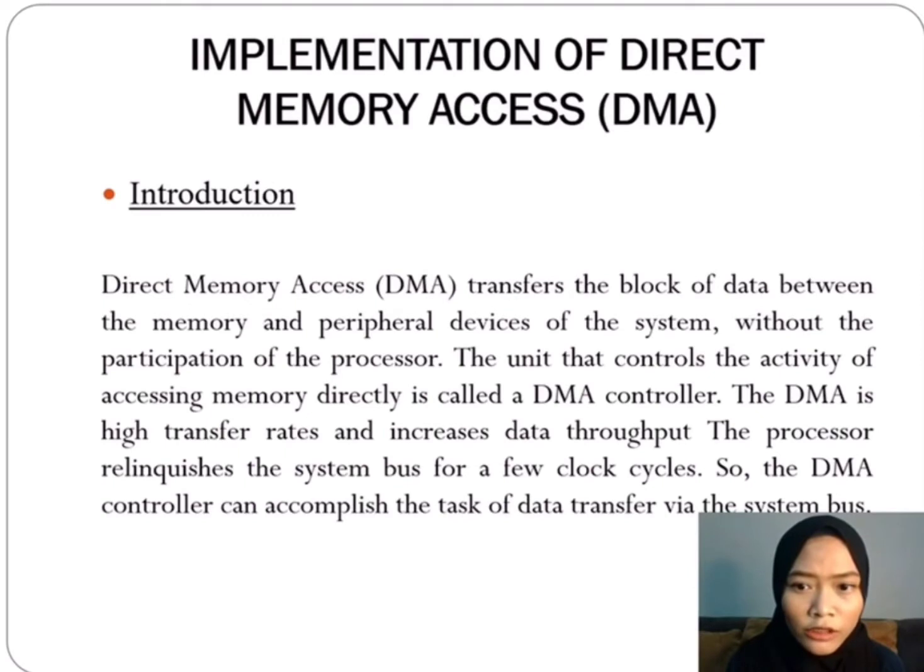The unit that controls the activity of accessing memory directly is called the DMA controller. The DMA has a high transfer rate and increases data throughput. The processor will release the system bus for a few clock cycles so the DMA controller can accomplish the task of data transfer via the system bus.